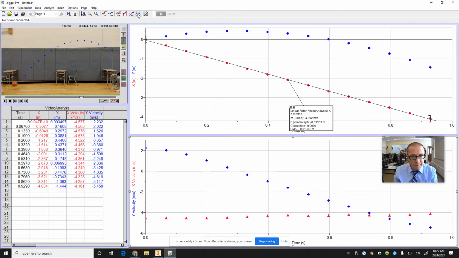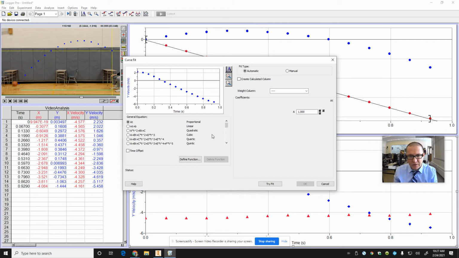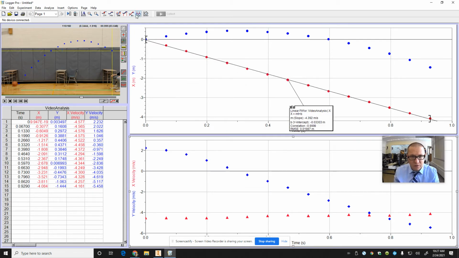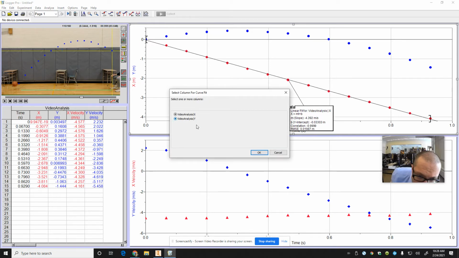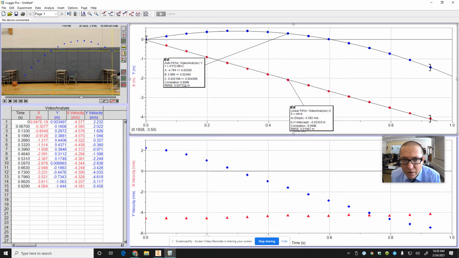There's actually a way to put a curve on this, a curve fit. It's the F of X, curve fit. We're going to do it for the Y velocity. And you got to pick what you think, oh, sorry, not the Y velocity. I'm in the wrong graph, that's why. Hold on a second. Click that graph, do Y video analysis. You got to pick what you think it looks like, and that looks like a quadratic to me. Then you hit try fit, and there you go.